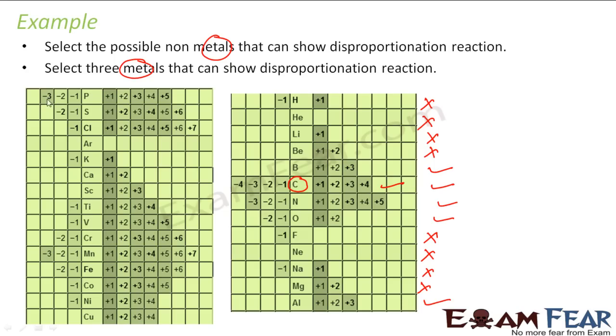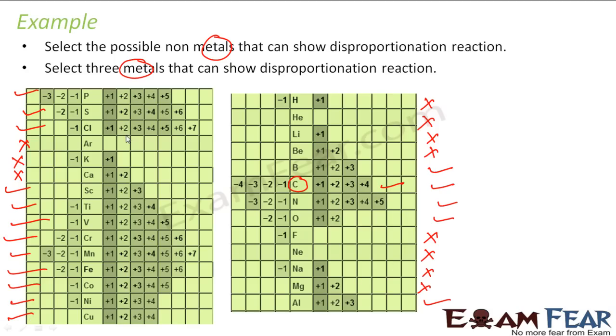Aluminium will show. Similarly, in this case, phosphorus will show more than two, sulfur will show more than two, chlorine will show more than two, right? And argon won't show, potassium won't show, calcium won't show. If you see, scandium will show, titanium also will show. So if you see in this case, you can see which has more than three, it will show. So this guy cobalt will also show, nickel will also, copper will also show.